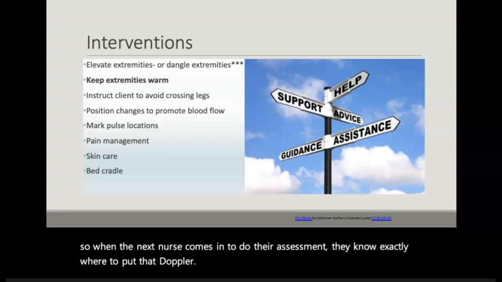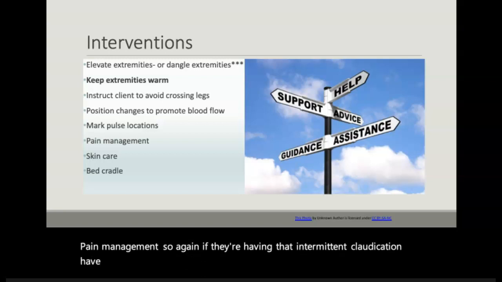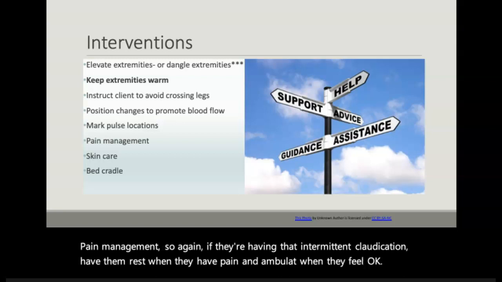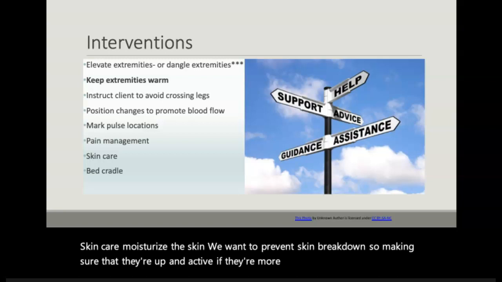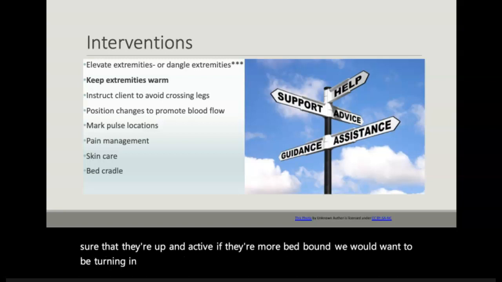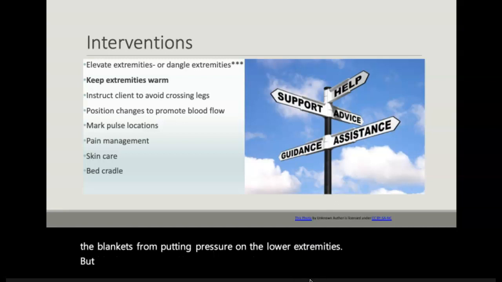Pain management. So again, if they're having that intermittent claudication, have them rest when they have pain and ambulate when they feel okay. Skin care. Moisturize the skin. We want to prevent skin breakdown, so make sure that they're up and active. If they're more bedbound, we would want to be turning and positioning and putting a bed cradle on, which helps prevent the blankets from putting pressure on the lower extremities. But moisturize the skin, take care of the skin, skin care is very important.